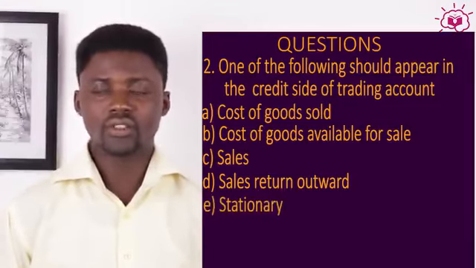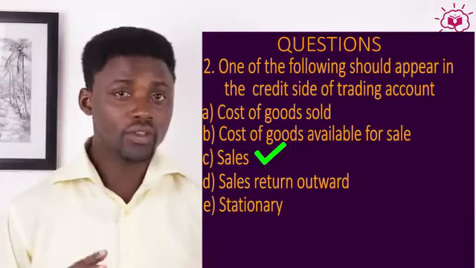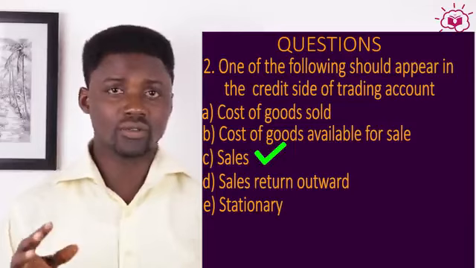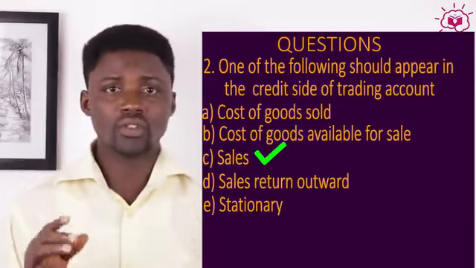The correct answer is sales, because the first thing we will see in the trading profit and loss account at the credit side is sales.